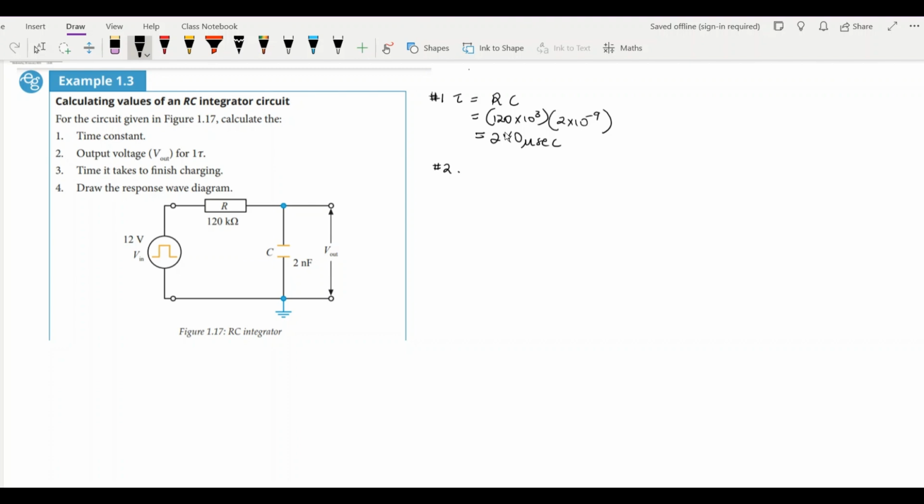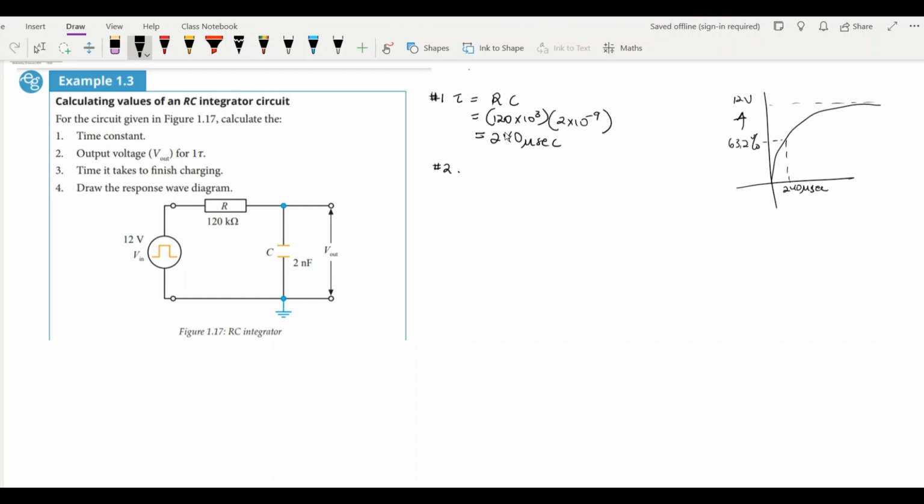What does it mean now? It means that during the charging of the capacitor, if in this case we are supplying 12 volts, then at one time constant it will be reaching 63.2% of the 12 volts that is provided. If we find 63.2% of the 12 volts supplied to that circuit, we will then find the output voltage at one time constant. In this case, our one time constant will be equal to 240 microseconds.